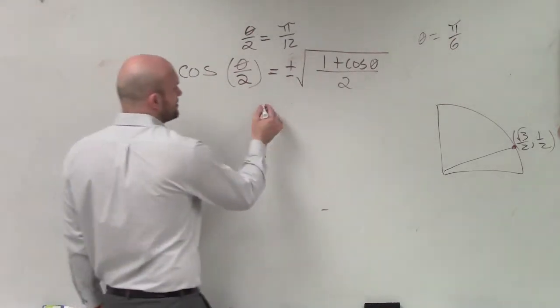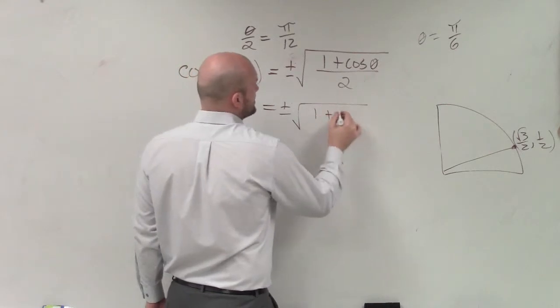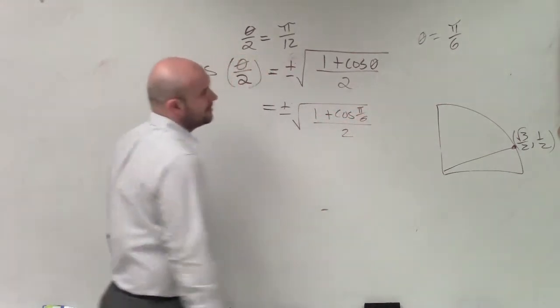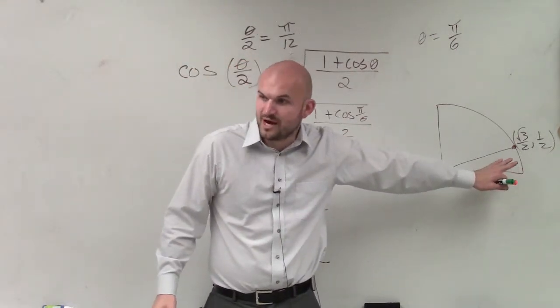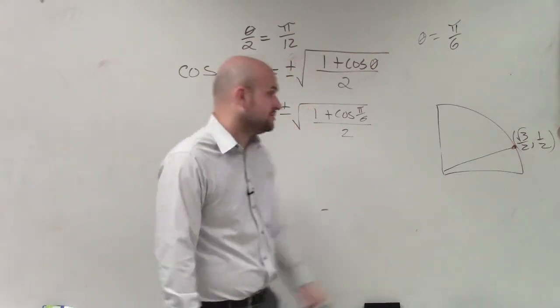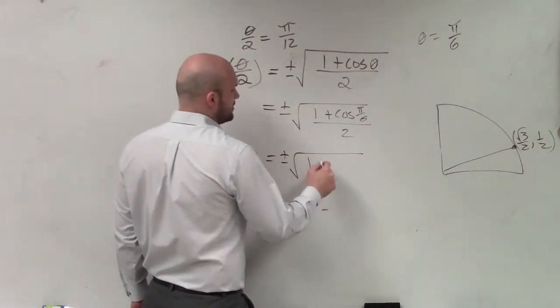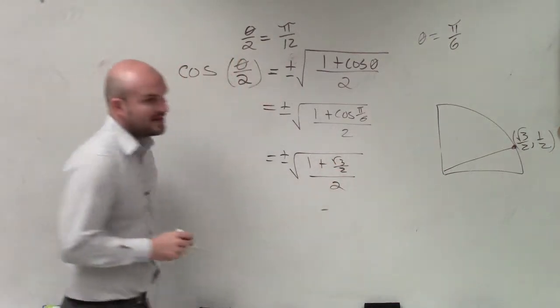So now I'm just going to simply plug this in. Plus or minus the square root of 1 plus cosine of pi over 6 divided by 2. Obviously, by looking at our unit circle, we can see that the cosine of pi over 6 is square root of 3 over 2. So therefore, I have plus or minus the square root of 1 plus the square root of 3 over 2 divided by 2.